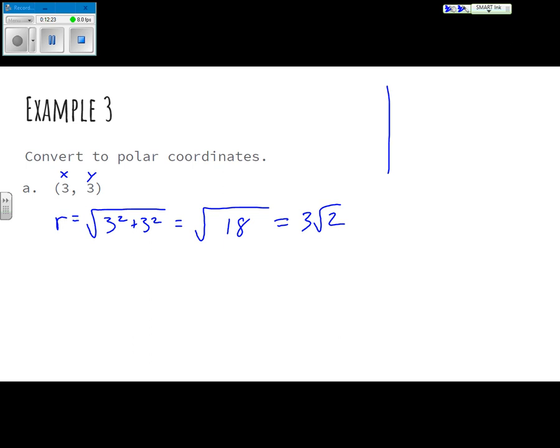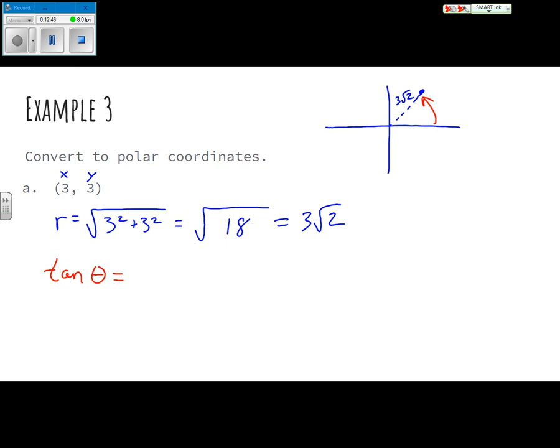Okay, so I know that 3, 3 lies up here. So it must be 3 square roots of 2 radii away from the center. Now to get my hands on the theta that I'm making, I don't think this one's going to be very hard to figure out that my theta is going to be pi over 4. But let's talk about how to get there in case it's not quite as obvious.